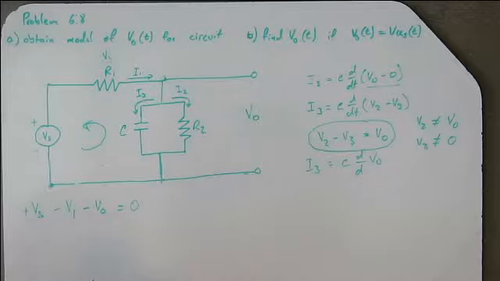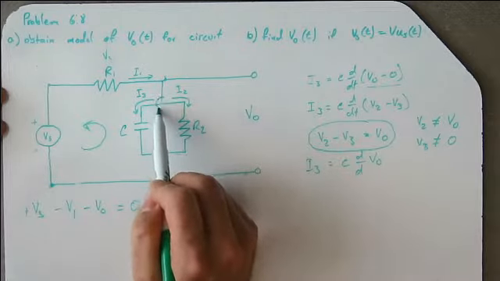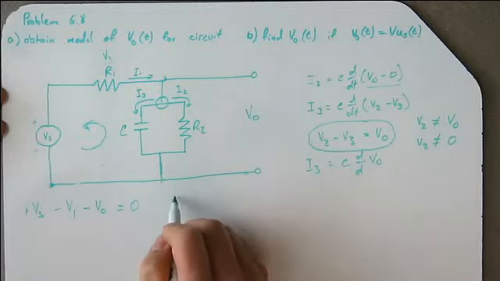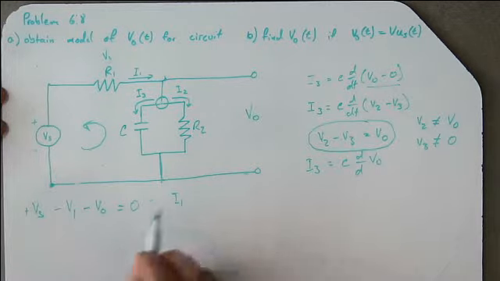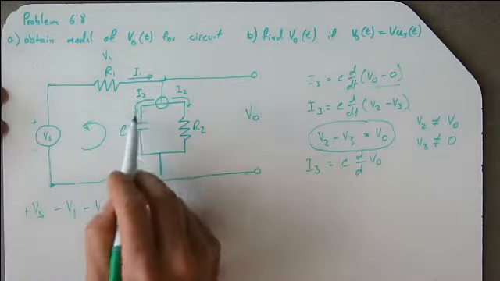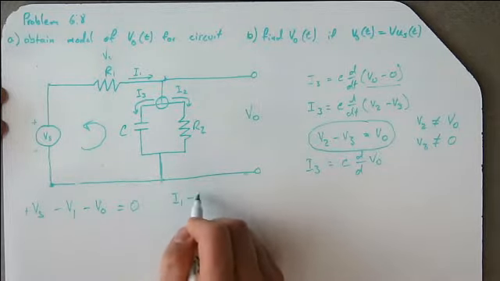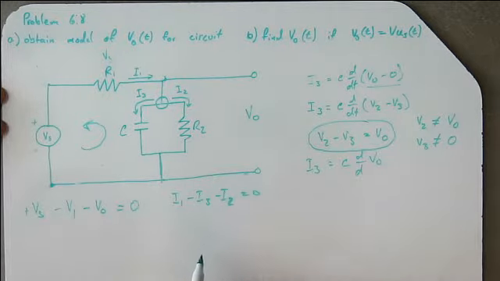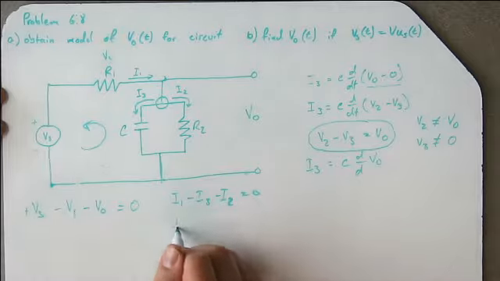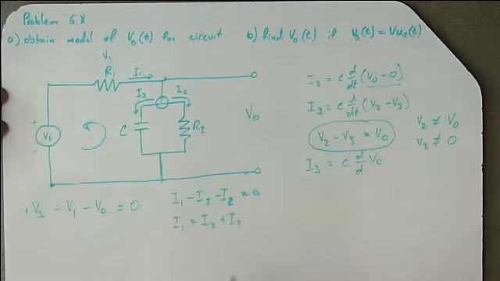So let's see. The next thing we are going to use to solve this problem is the current going in and out of this node. We have I1 coming in, and then I3 and I2 going out. So minus I3 minus I2 equals 0. So obviously we have I1 equals I2 plus I3.